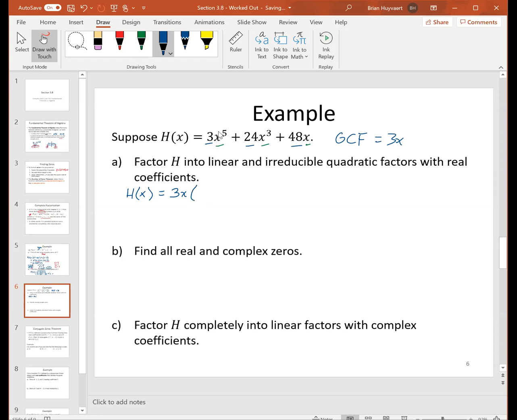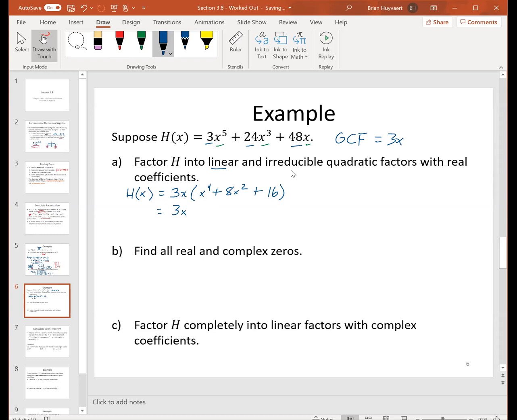right? Simplify things for yourself. So if we take 3x out of the first term, we are still left with x to the 4th. If we take 3x out of the second term, we are left with 8, right? 3 times 8 is 24. And then x squared, x times x squared is x cubed, plus 16, right? 3 times 16 is 48, and then our x is already out front, so we don't need another one there.